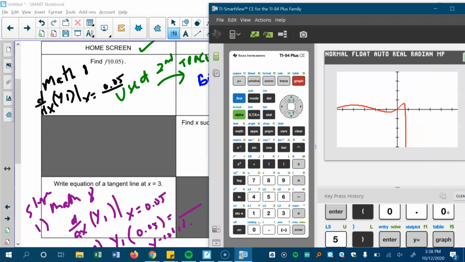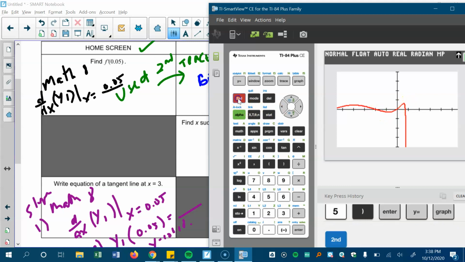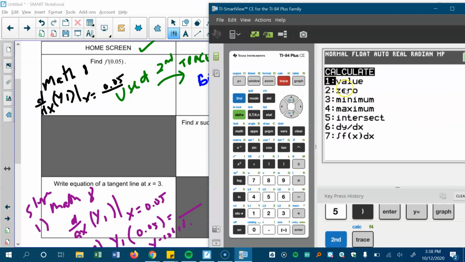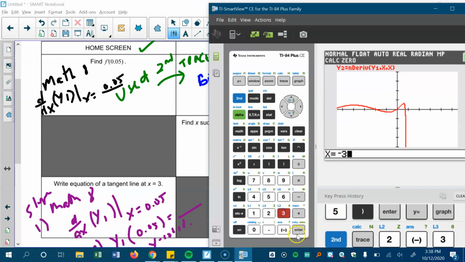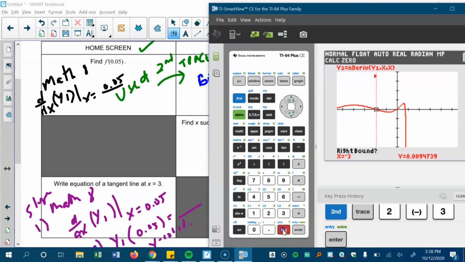Okay, so when I go find some roots here, it looks like I have a root here and there, so I'm going to do second and trace. This is a pre-calc skill that I expect you to know. This is a 0 here, so number 2. And I'll just pick two values around this one, like -3 and -1 for my left bound and right bound. 3, enter, and -1, enter, and enter. And yep, right in there.